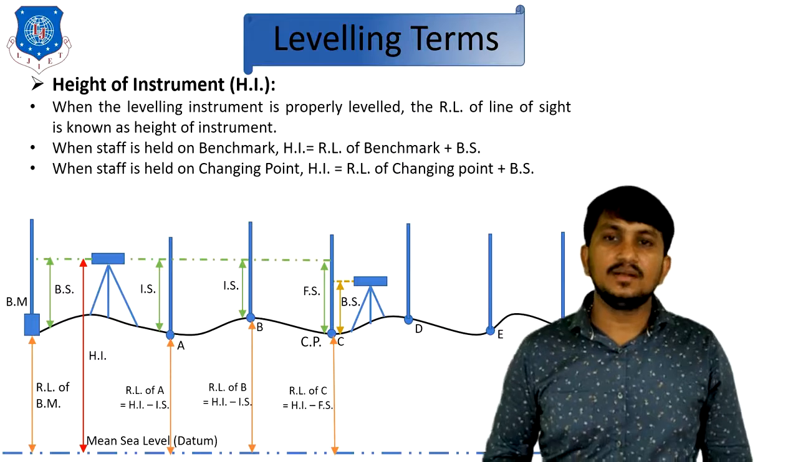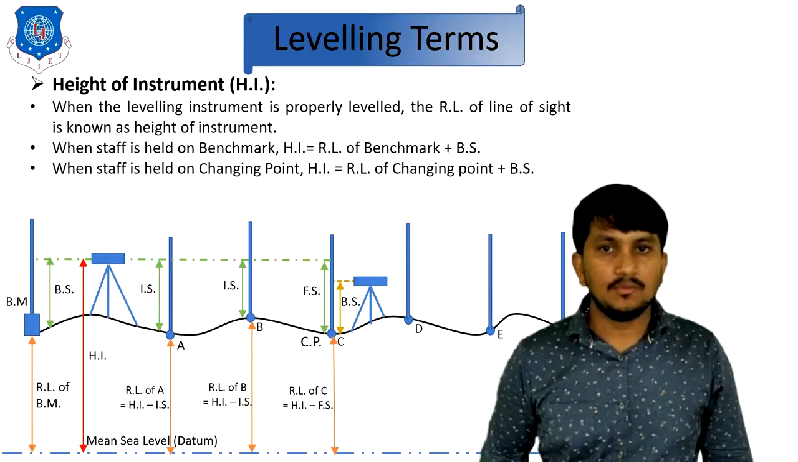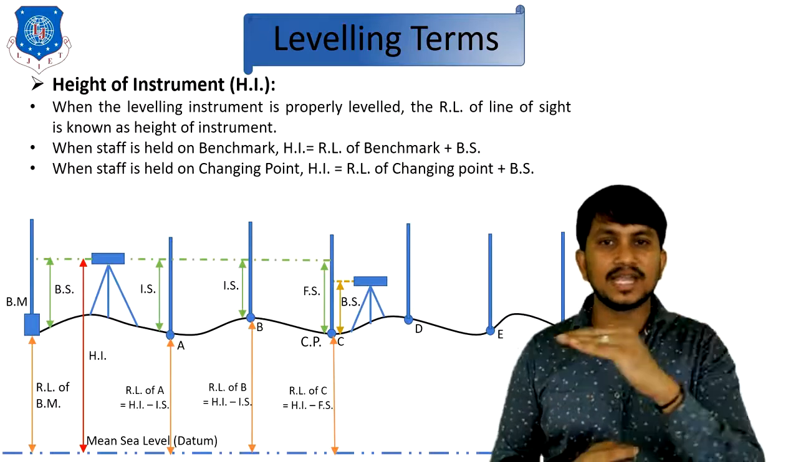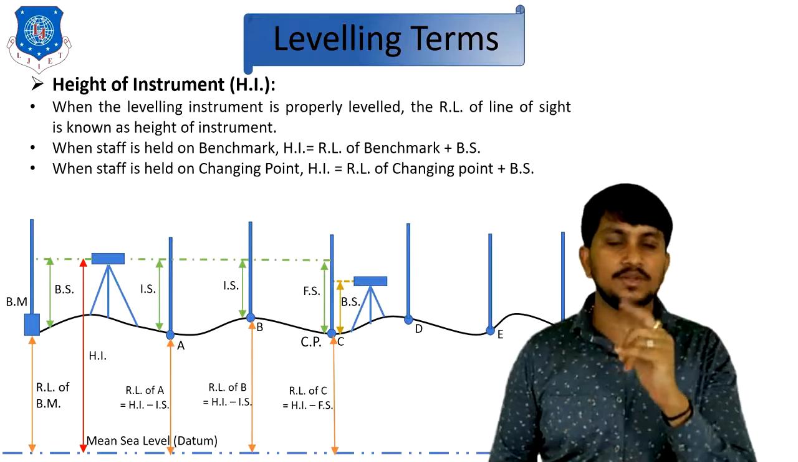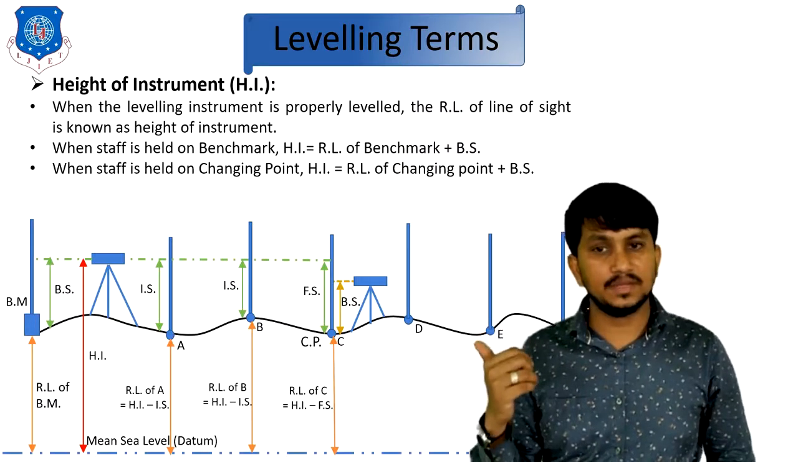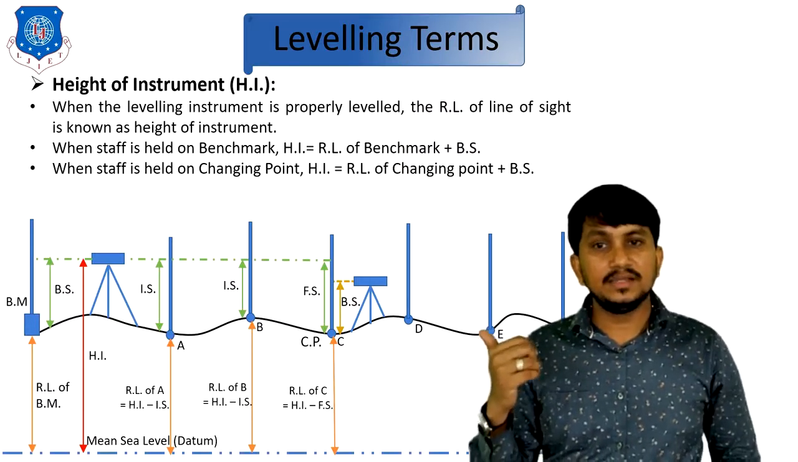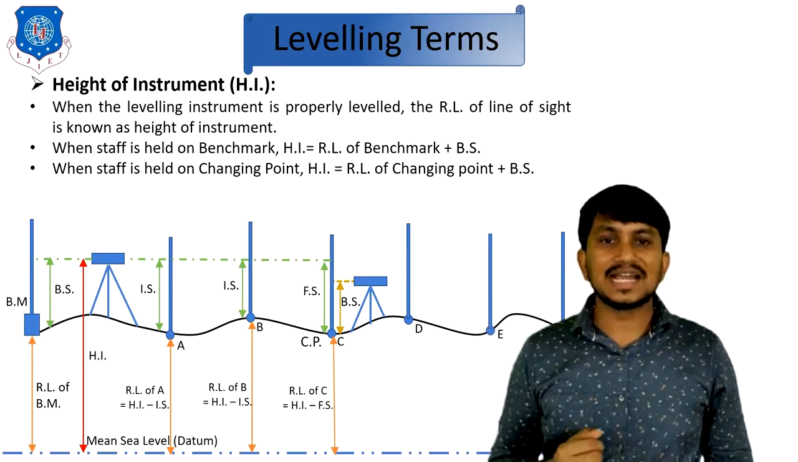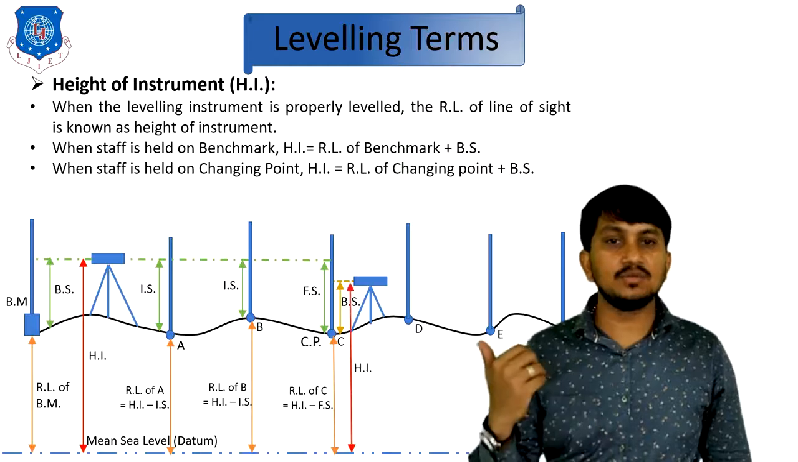Next is height of instrument, HI. When the leveling instrument is properly leveled, the RL of the line of sight of the telescope is called the height of instrument. Here you can clearly see the height of instrument for the first setup is exactly the RL of the line of sight of the telescope. In the second setup, this is how we can find out HI.